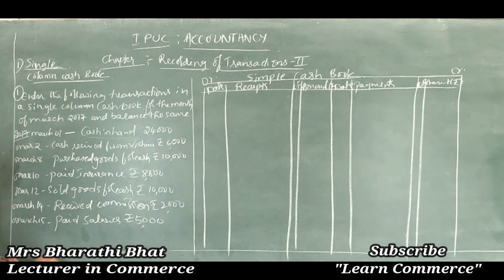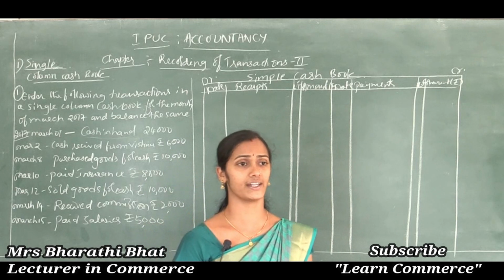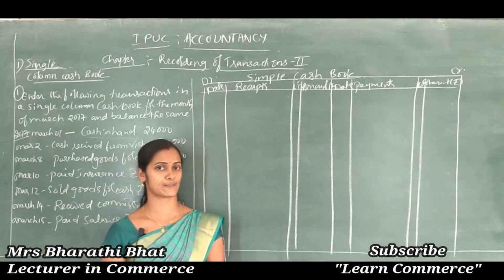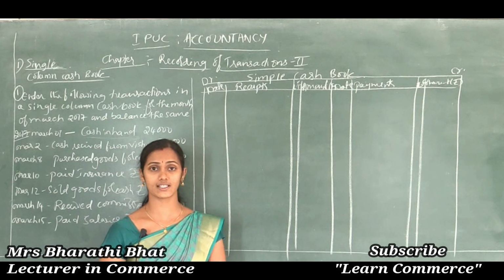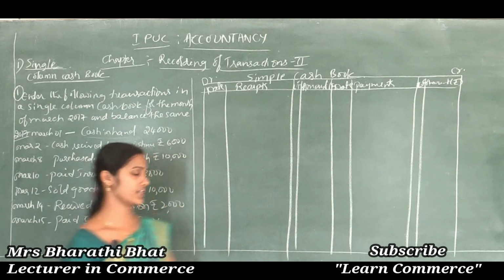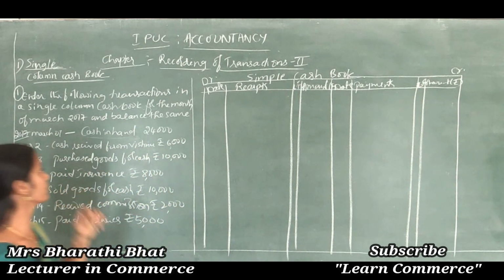And the next one is paid salaries. Paid salary, wages, paid for stationery, paid telephone charge, paid for postage, all these are expenses. So all the expenses are recorded under the credit side as by postage or by salaries or by rent, like that. Okay, let's move to solve this.